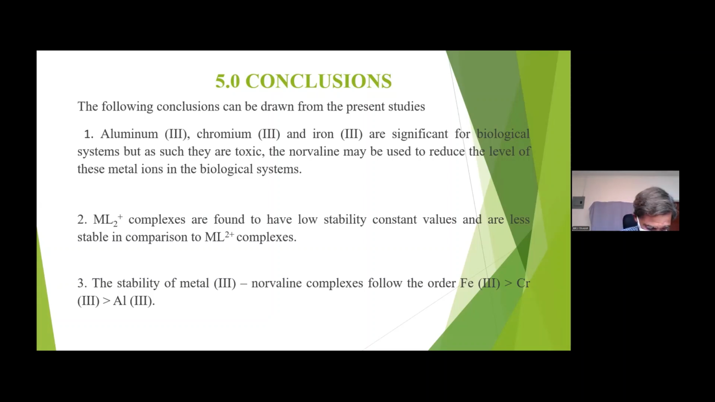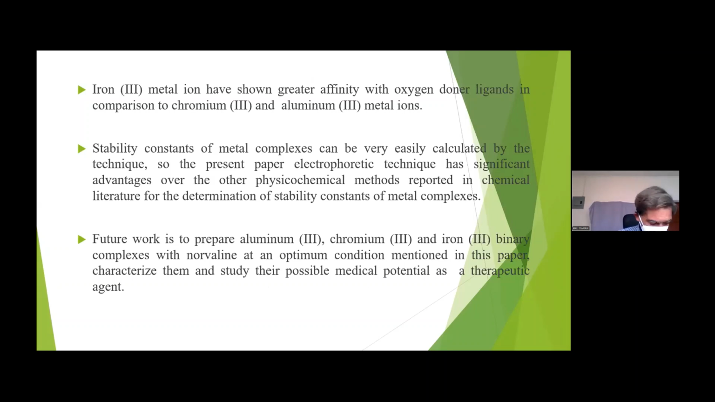Third, the stability constant of metal(III) norvaline complexes follows the order iron greater than chromium greater than aluminum. Next point, iron(III) metal ions have shown greater affinity with oxygen ligands in comparison to chromium(III) and aluminum(III) metal ions. The stability constant of metal complexes can be very easily calculated by this technique.